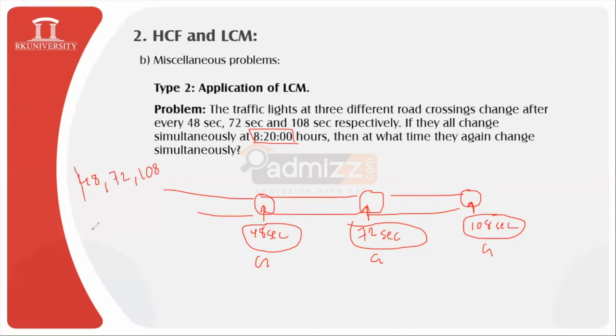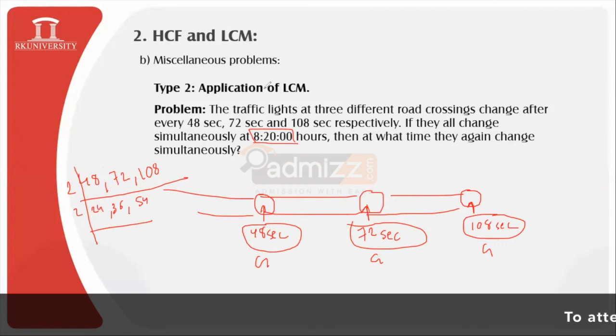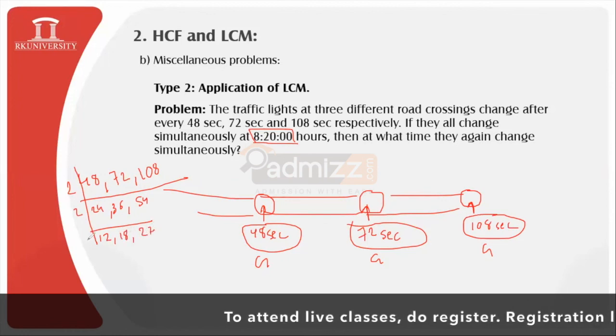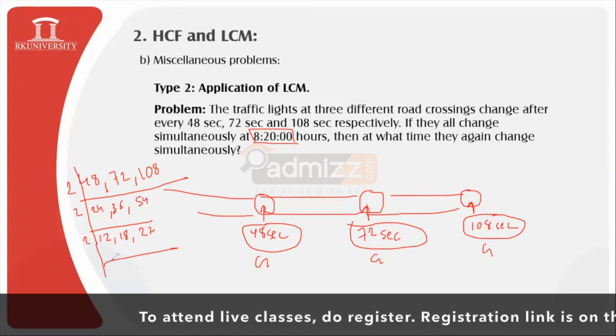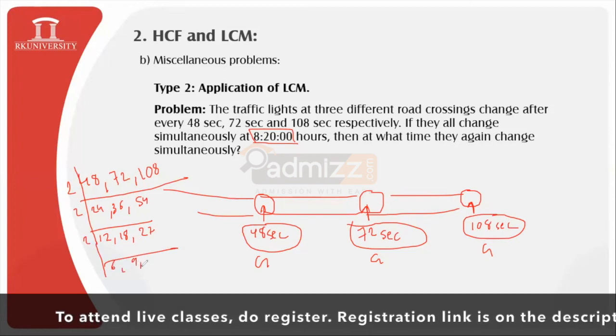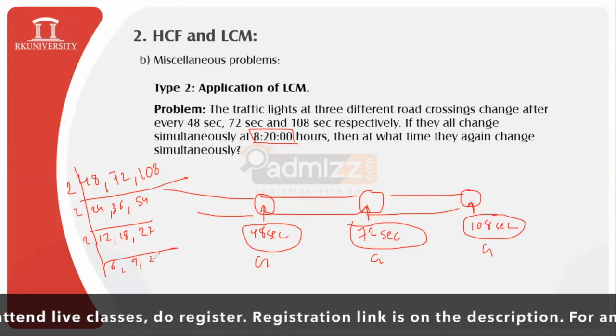So you need to solve the LCM, that is 2 into 24 is 48, 36 is 72 and 54 is 108. Once again I will write 2 over here. You can do the simplification along with me. 2 into 12, 2 into 18 and 2 into 27. In a similar way 2, then we have 6, 9 and 27 goes as it is.